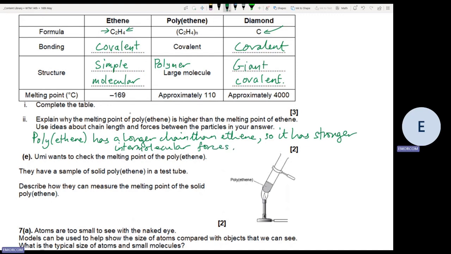And always make sure, if they ever give you a question that asks you to explain why one thing is higher or lower than another, that you use a comparative word in your answer. So longer chain, stronger intermolecular forces. So make sure your answer is comparative. So you can't just say it has a long chain. You have to say how the chain length compares to ethene.